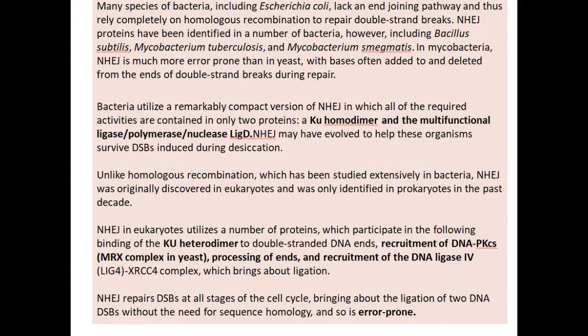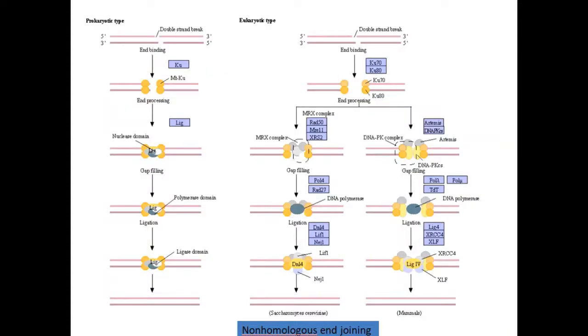I hope you got a better idea of what the non-homologous end joining method is. I'm not going through the details of each and every protein because my aim was to give you an overview of the non-homologous end joining method, which happens in prokaryotes as well as in eukaryotes. It is a method which helps them overcome a double-stranded break. I hope you are clear with this.